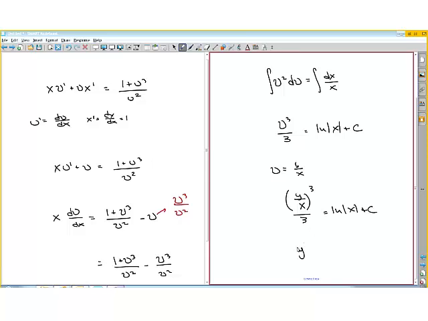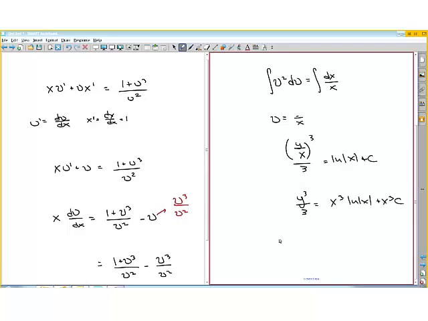And so I'll get y cubed over 3 equal to, I'll get x cubed in the denominator, so if I multiply that on both sides, I'll get x cubed natural log of the absolute value of x plus x cubed times this arbitrary constant c. And then I could multiply both sides by 3 if I wanted to solve for y cubed.